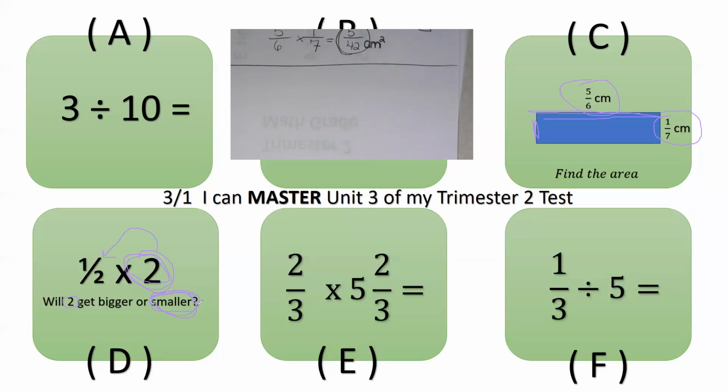Now, if the question instead said, is the half going to get bigger or smaller? Then that answer would be bigger because the half is getting multiplied by 2. But the question's really just focusing on the number 2. Will the 2 get bigger or smaller? That answer is smaller. Let's look at E.